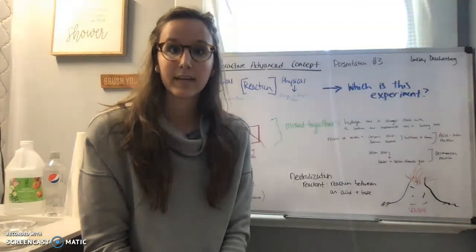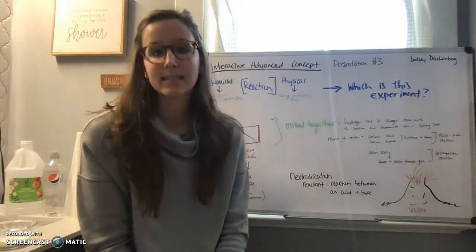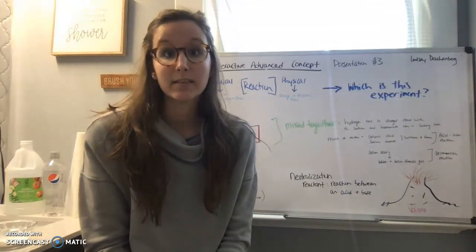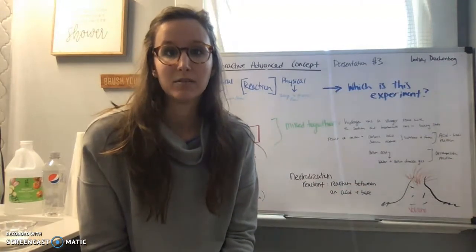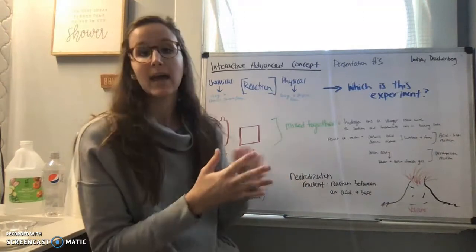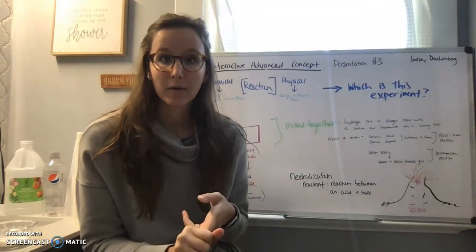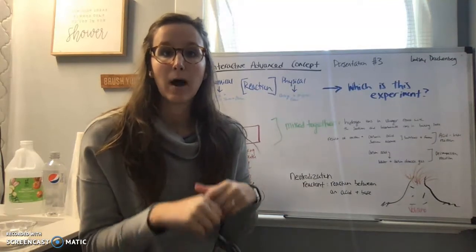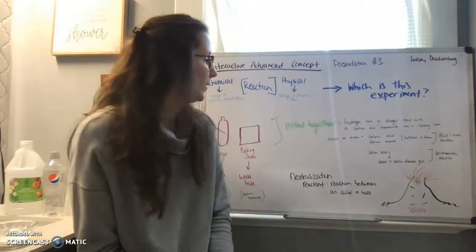Hello, Lindsay Drackenberg here. Today we are doing our third interactive advanced concept presentation, and this one is a fun one because we get to make a volcano, or what has often been used for volcanic experiments. Before we do the actual experiment, which is going to involve vinegar and baking soda, we are going to talk briefly about reactions because that's what's going to hopefully take place in today's experiment.